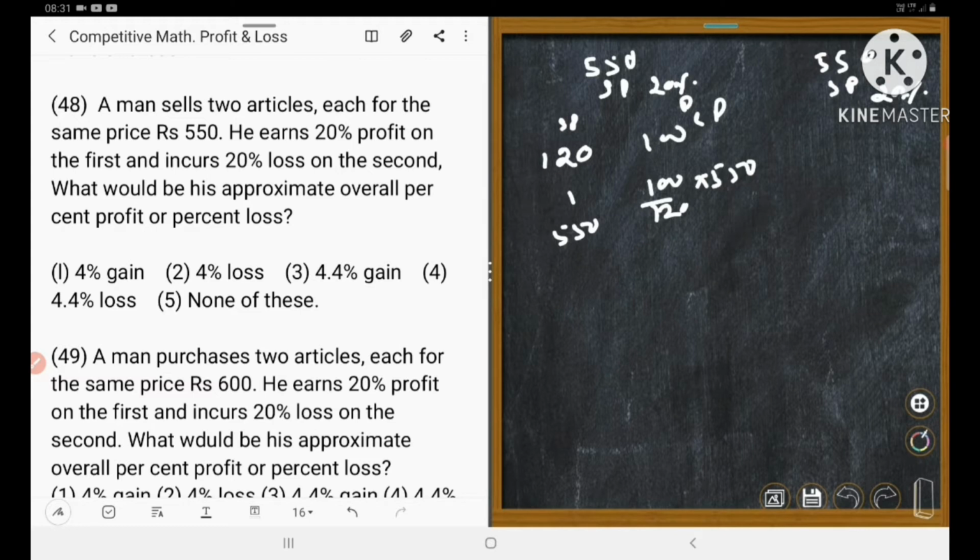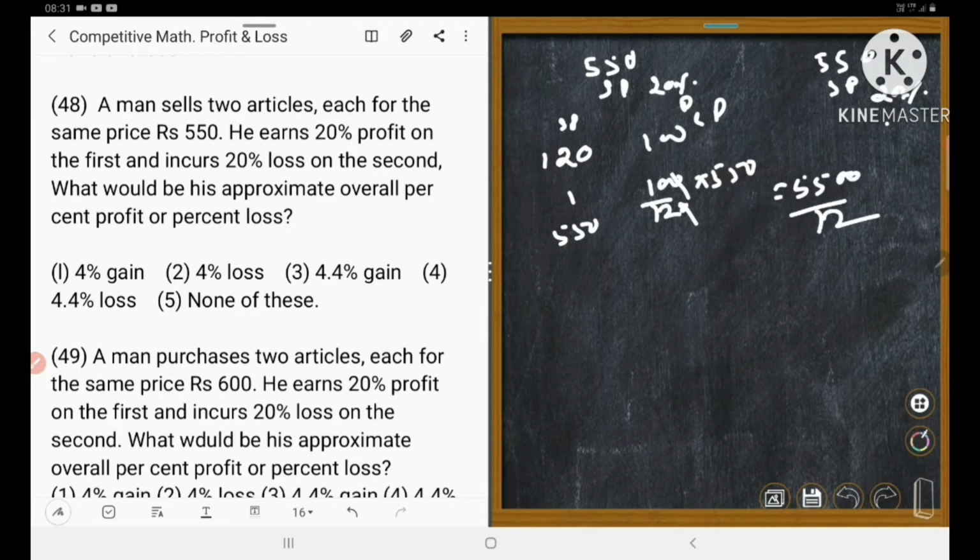Next one. So, what is this? Tell me. Leave it. Second one: here 20% what? Loss. 20% loss. So let's see what it is. 5500 upon 12.